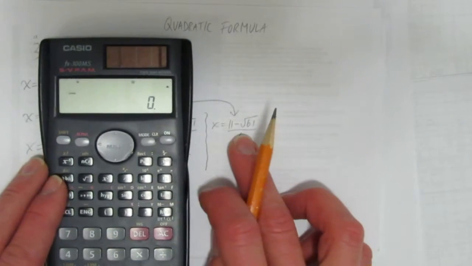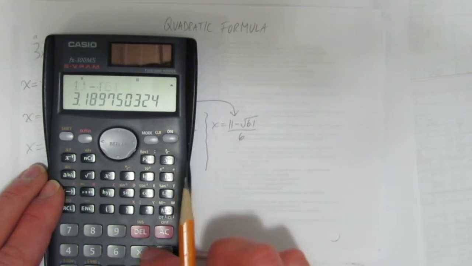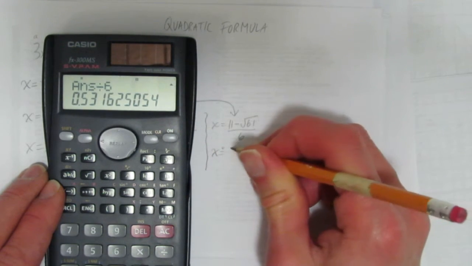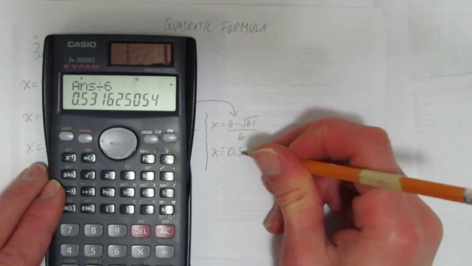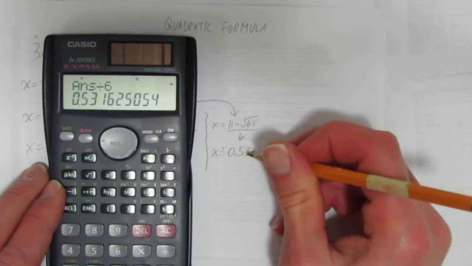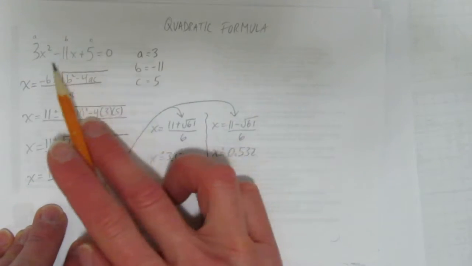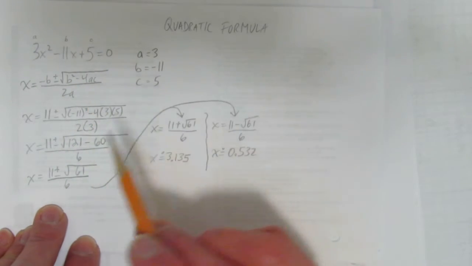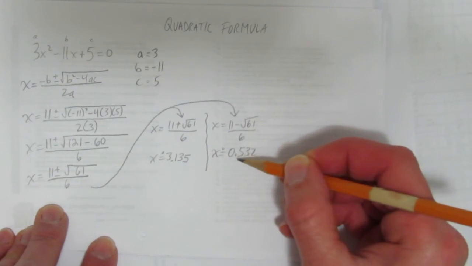And now I'm going to do the same for the other side. It's 11 take away the square root of 61, divide by 6, and I get x equals approximately 0.531, but the fourth thing is a 6. Since I'm rounding to 3 decimals, the 6 means round up. So it's approximately 0.532. So what did we do? We used the quadratic formula and we solved the quadratic. That is, we found the answer for x that solves this equation or finds its zeros. And the answer was approximately 3.135 and 0.532.